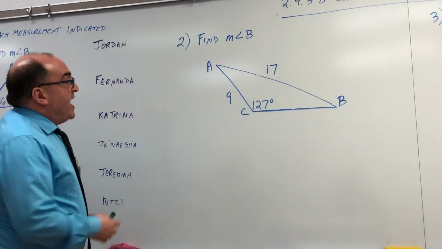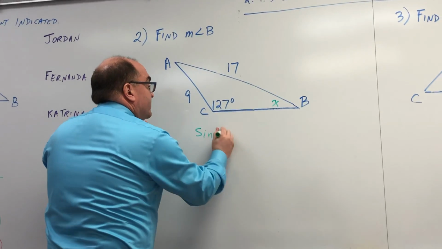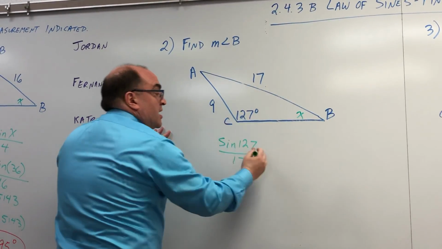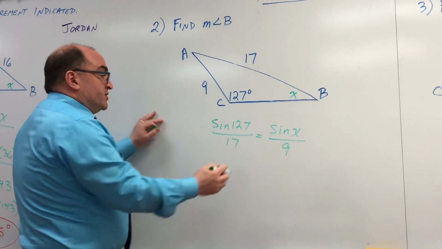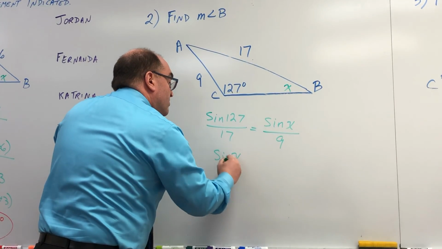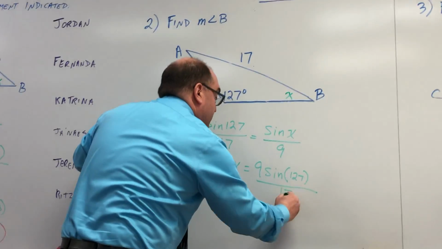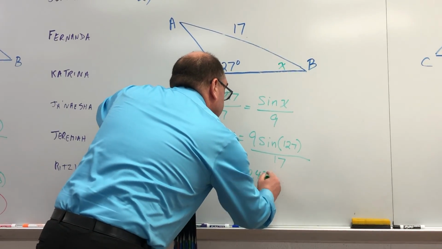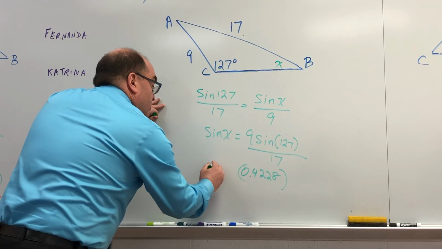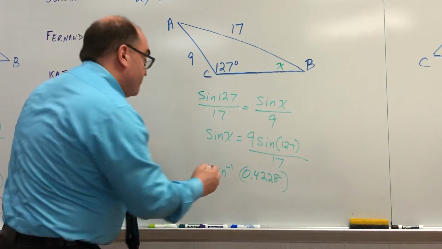Now, going on, let's do the next problem. Angle B, here's my x. One more time, we're going to do sine 127 divided by 17 equals sine x over 9. So cross multiply: sine x equals 9 sine 127 divided by 17. If you do that correctly on your calculator, you get 0.4228. So you want to do inverse sine of that, and that should give you 25.01 degrees.